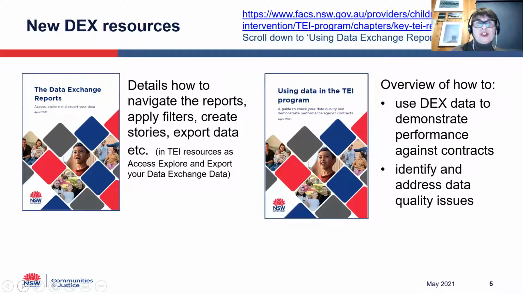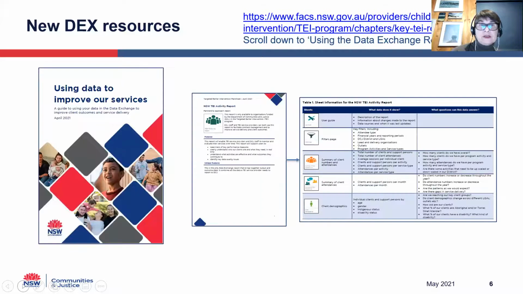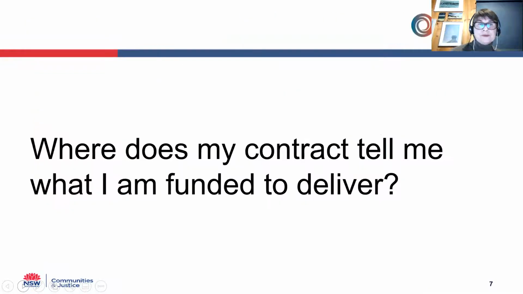And just to have a quick look at them again, the data exchange report one talks about applying filters, and we showed you the filters page earlier on. The using data in the TEI program talked about demonstrating performance against contracts, and that's what we're actually going to look at right now. And then there was the using data to improve our services. So having a look at the data reports and being able to use those as a continuous improvement process, and also the TEI activity report. And that was the report that we just looked at the pages of previously.